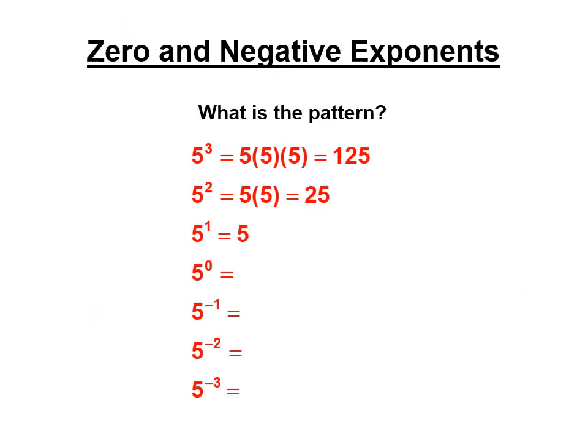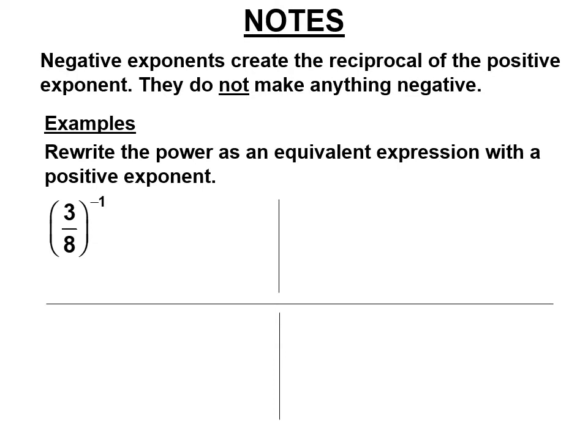Okay, so hopefully we know that 5 cubed is 5 times 5 times 5, 125. 5 squared is 5 times 5, 25. 5 to the first is 5. But what are the answers to the rest of these? Turns out they are reciprocals, not negative. You would think maybe the answers are negative. They are not negative. They are, in fact, reciprocals of the positive version. And then we'll figure out what 5 to the 0 must be if it's in the middle of all those.